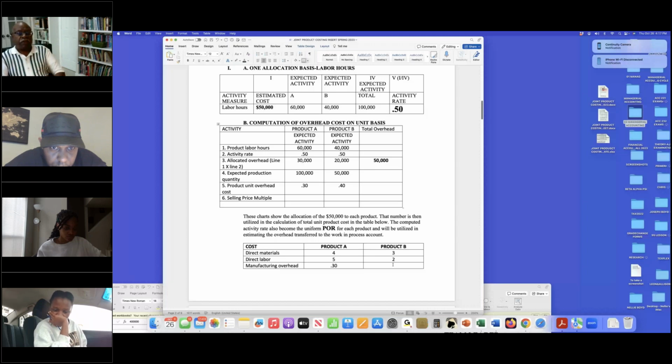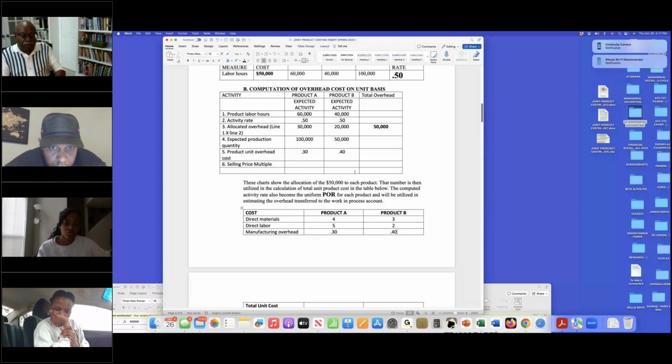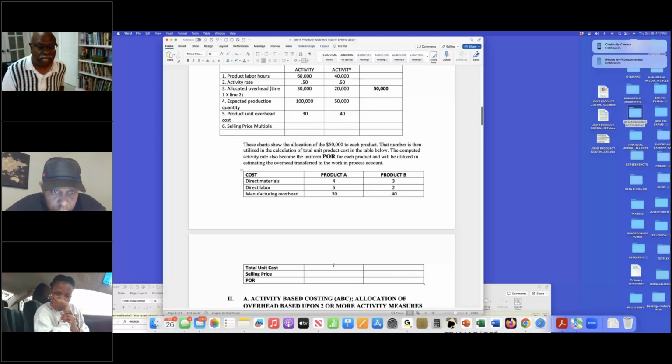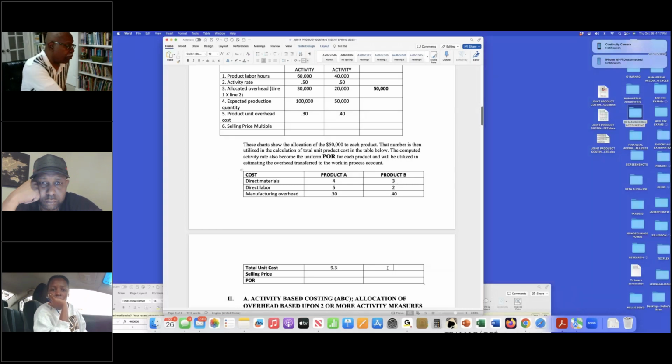So we needed to break the 50,000 between the two items. We use this activity rate to do it. Then we divided the quantities into that overhead. So our total unit cost on A is going to be what? 9.3. And on B, it's going to be what? 5.4. Okay?